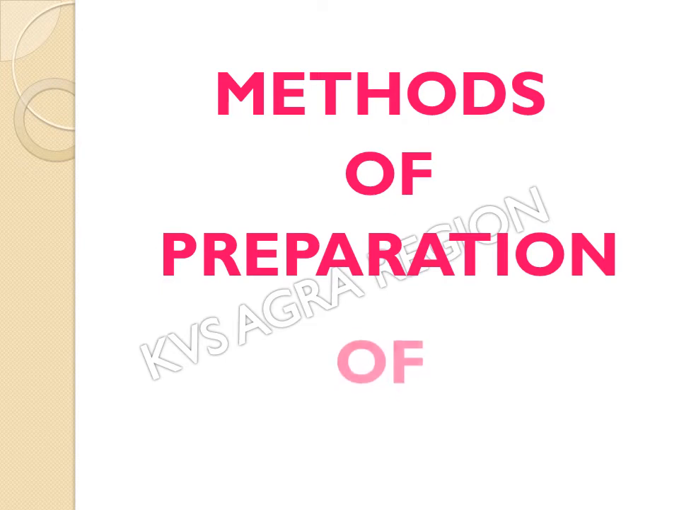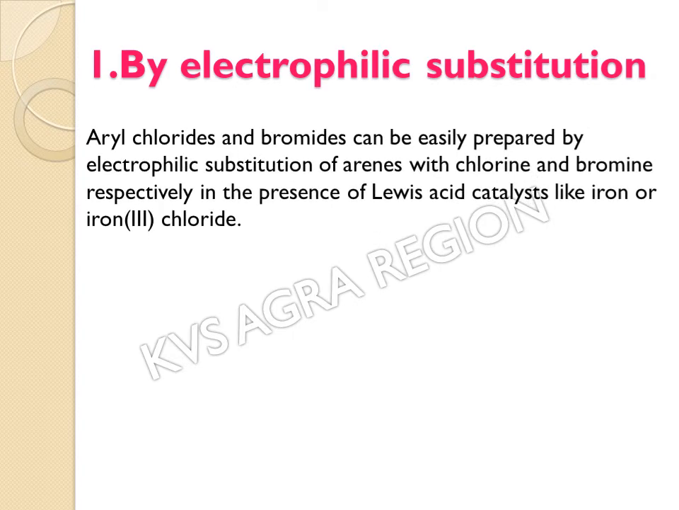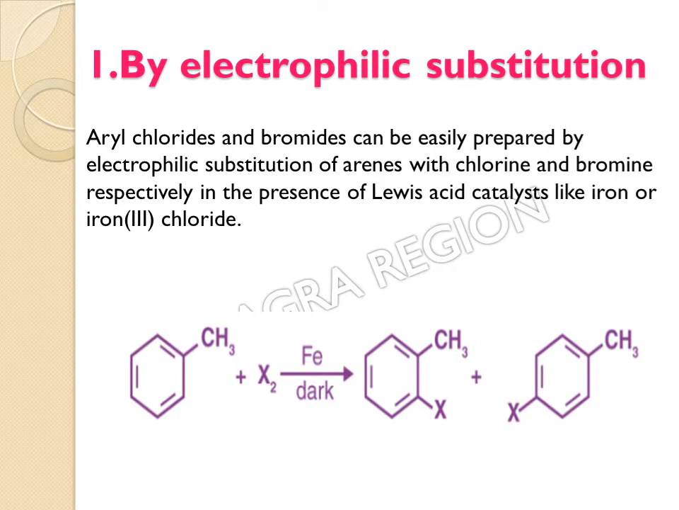Methods of preparation of haloarenes. Haloarenes can be prepared by electrophilic substitution. Aryl chlorides and bromides can be easily prepared by electrophilic substitution of arenes with chlorine and bromine respectively in presence of Lewis acid catalyst like iron or iron 3 chloride. Here we can see toluene when treated with halogen in presence of iron as catalyst in dark gives ortho-halotoluene and para-halotoluene, out of which para-halotoluene is the major product. And this is often asked: what happens when, or complete the reaction.